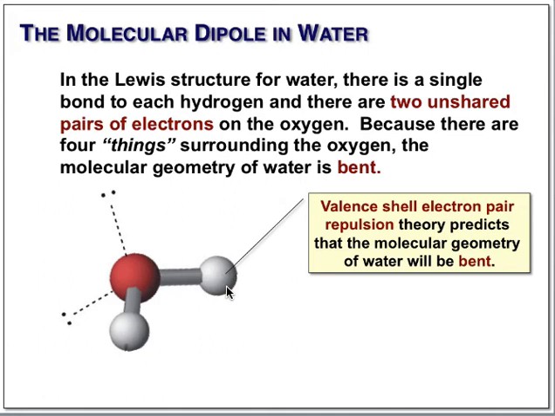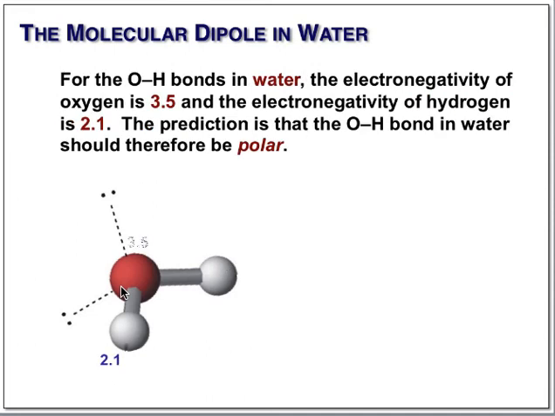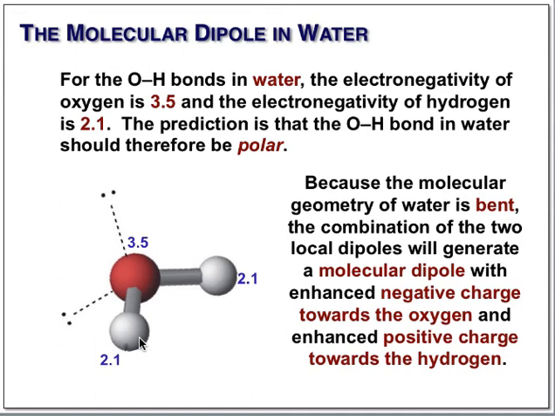The electron pair geometry is tetrahedral, but the molecular geometry, that is, between the atoms here, is going to be bent. So this is what water looks like. Now, the electronegativities here are 3.5 for hydrogen, 2.1 for oxygen. That means that each of these bonds has a separate dipole, but the molecule as a whole has a molecular dipole. That is, this end of the molecule is going to be positive, and this end will be negative.